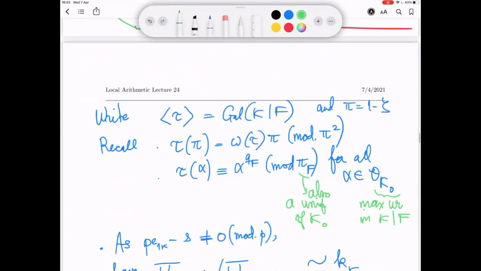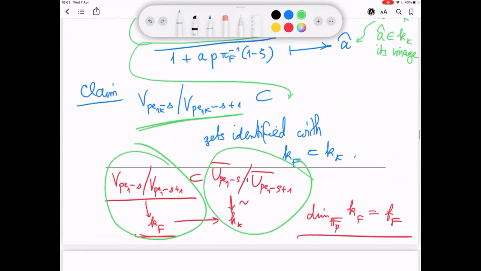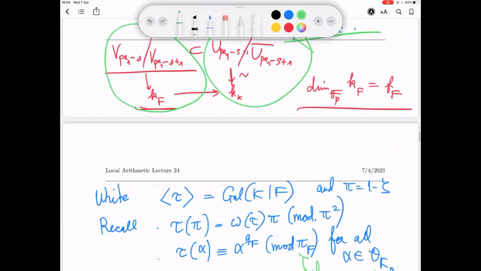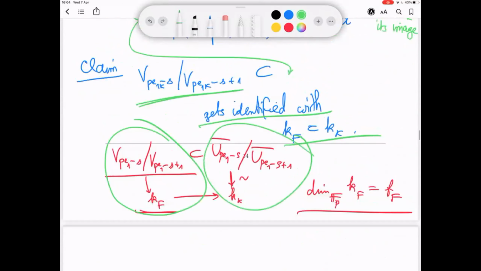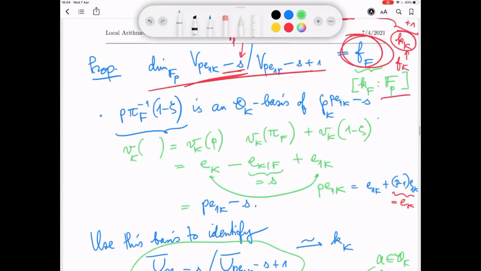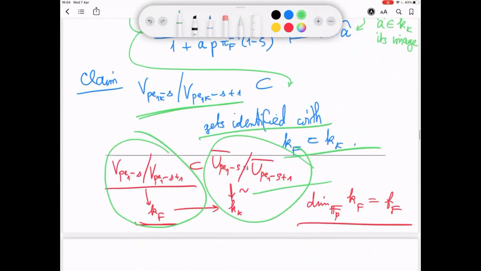And that's the claim. This gets identified with, that's what is being done, right? It's right here. And okay, so how did such an isomorphism come about? To get an isomorphism like this, you need to choose a basis of Pk to the power Pe1 minus S. Choose an appropriate basis, right? Not just any basis, but an appropriate basis.